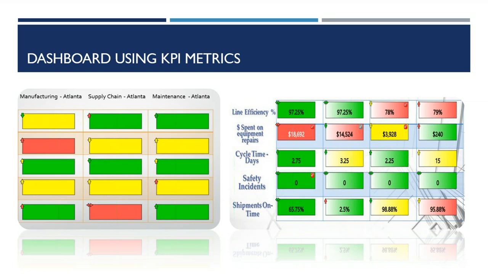Looking at the first line there, under spent on equipment repairs, we're red there. So I might need to focus my efforts there for that particular meeting. So visually, this gives me my details in a simplistic view for the organization.